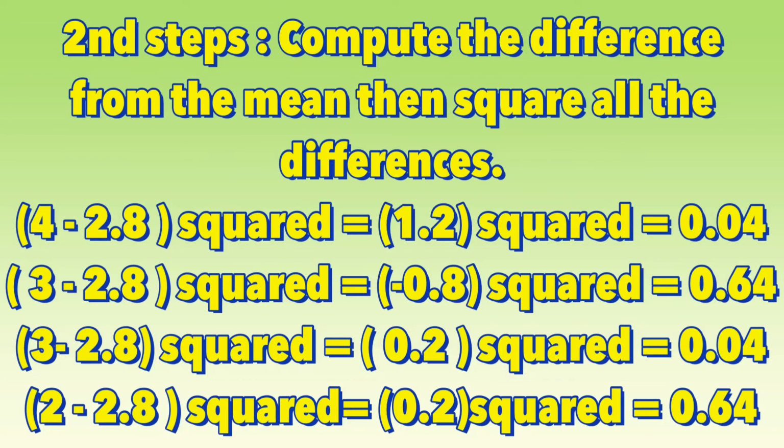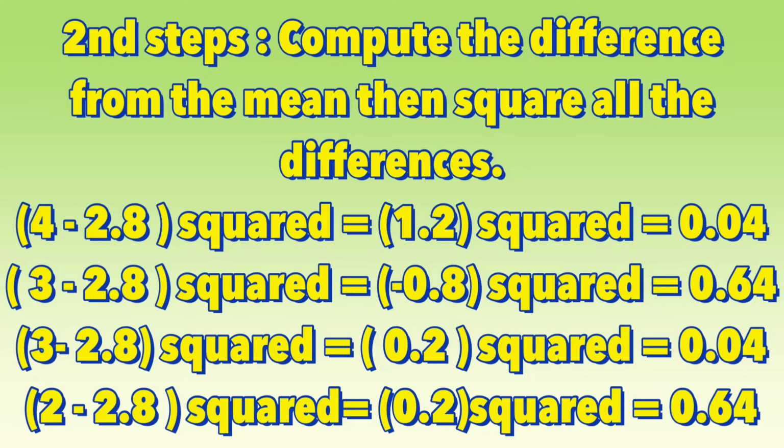After the first step, we go to the second step. Compute the difference from the mean, then square all the differences. The first sample is 4 hours minus 2.8, which is the mean, then square. The answer is 1.2 squared, which becomes 1.44. Then the next is 3 minus 2.8, which is 0.2, squared equals 0.04.